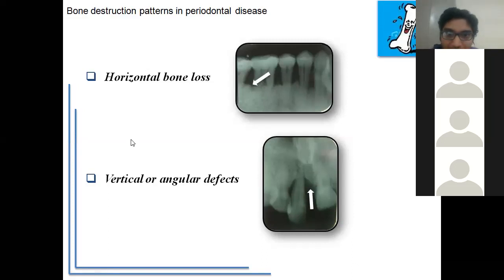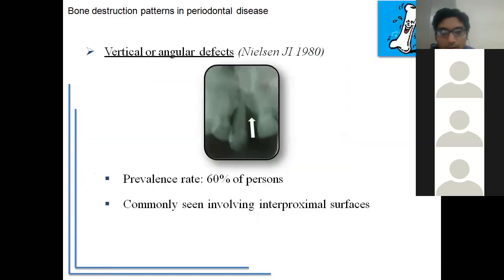If bone is flat, where will you put bone graft? That is horizontal bone loss, right? So in vertical bone loss and angular defects, your prognosis will be better. This IOPA shows vertical angular defects, which are more common, with a prevalence rate of 60% of patients. They are commonly seen in interproximal surfaces.